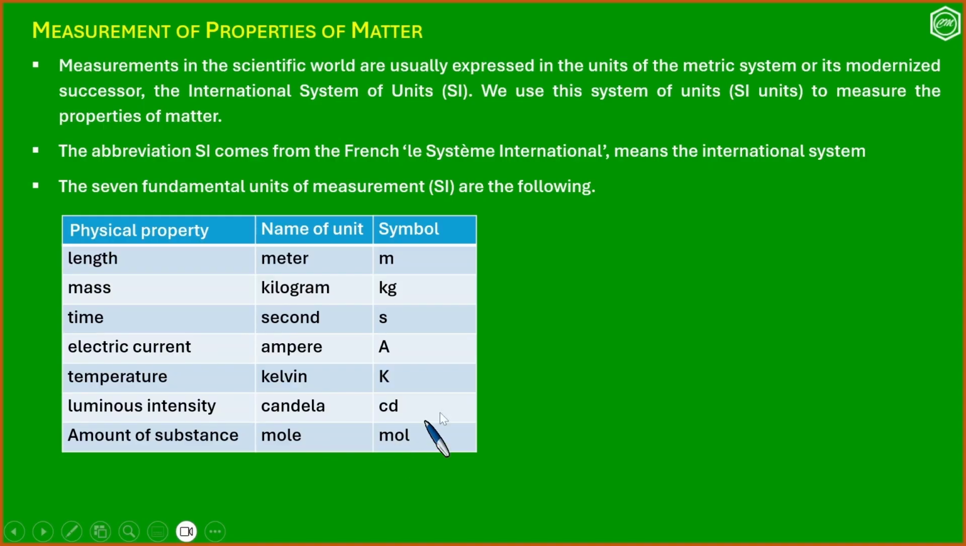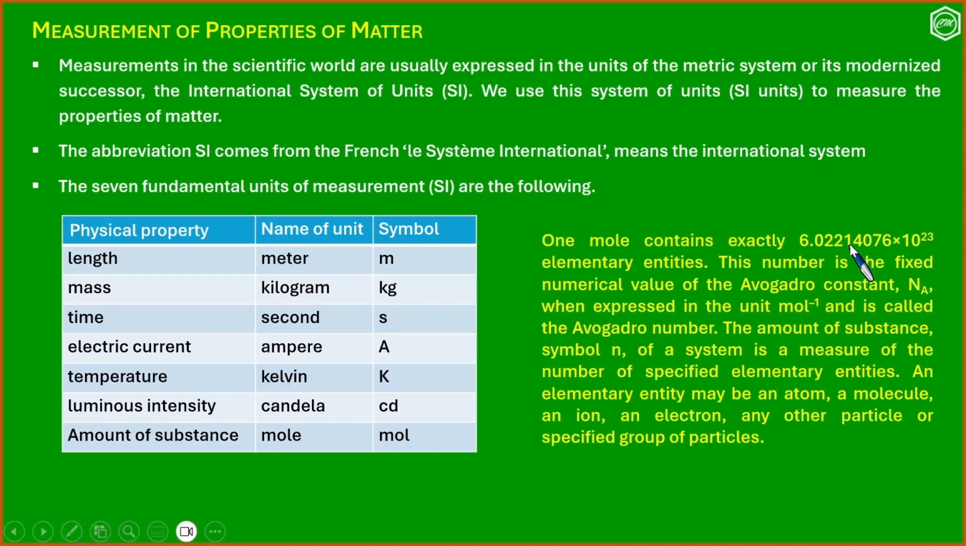Symbol, mol. 1 mole contains exactly 6.022 × 10^23 elementary entities. This number is the fixed numerical value of the Avogadro constant, NA. When expressed in the unit per mole, it is called the Avogadro number.